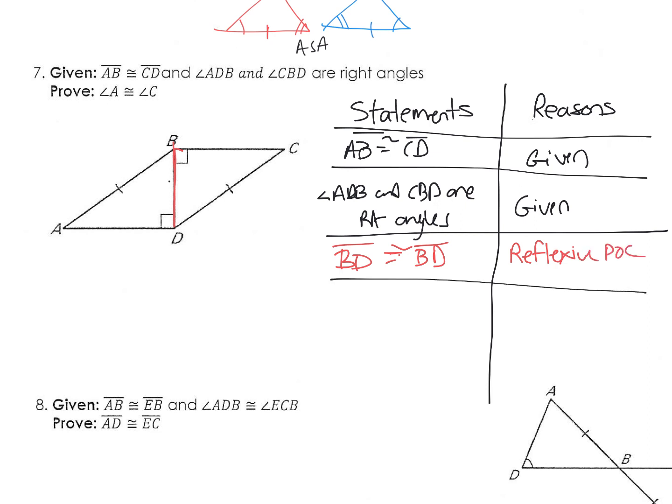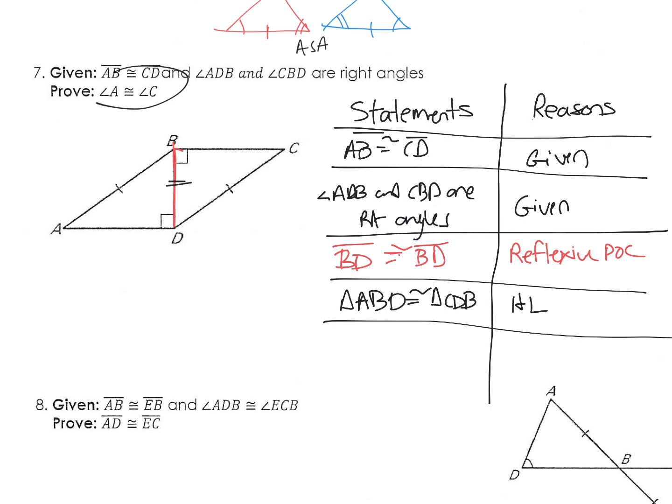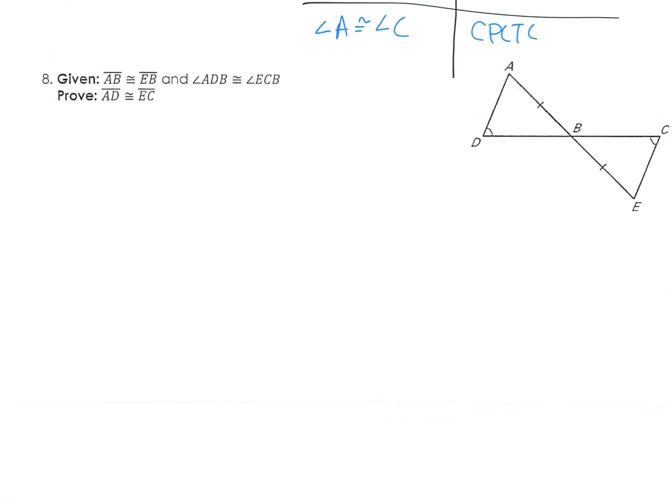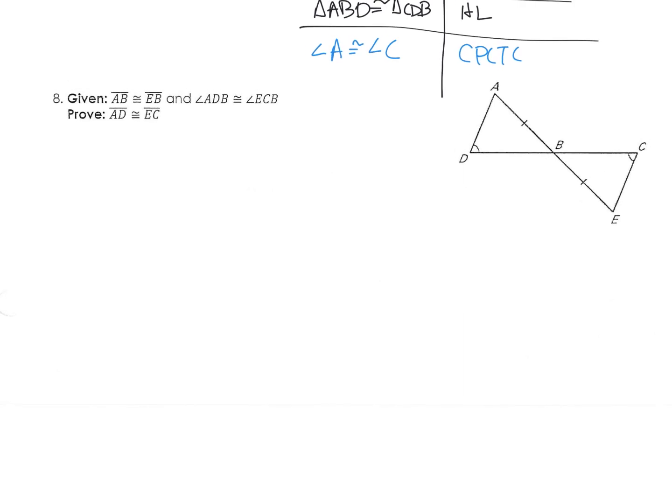Now, with that information, we actually have enough to say that triangle ABD has to be congruent to triangle CDB by hypotenuse leg. This is a 90 with a hypotenuse and a leg. So we're done with the triangles. We know that the triangles are congruent, but now to say finally that this angle has to be equal to this angle, that's where CPCTC comes in. Because once we know the triangles are congruent, all the parts that correspond have to be as well. Okay, our last one. This one's a little bit more straightforward.